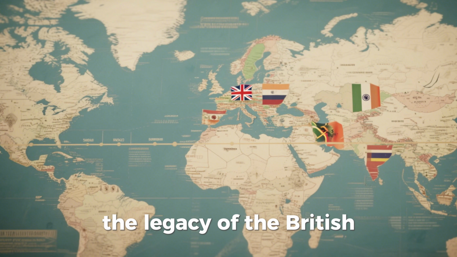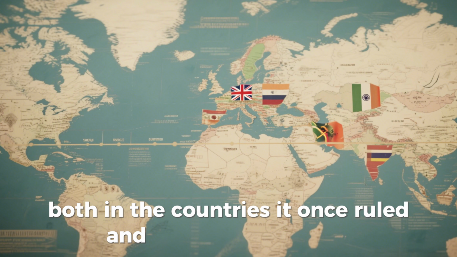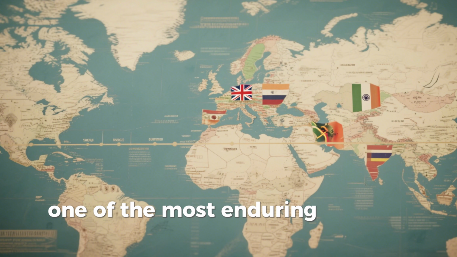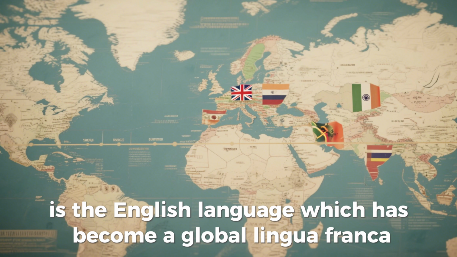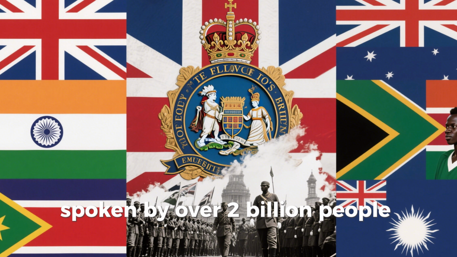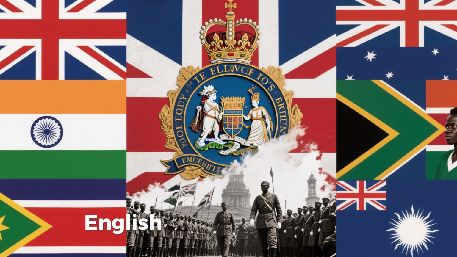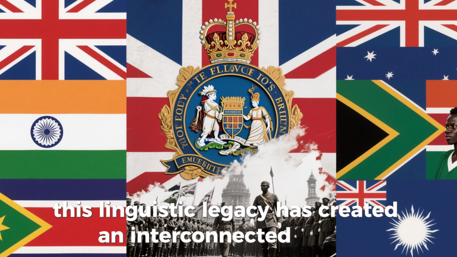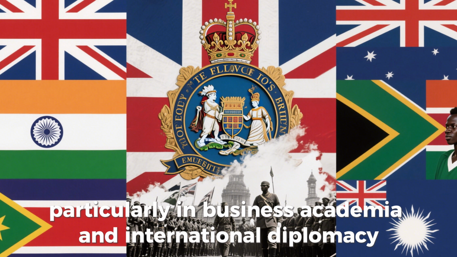The legacy of the British Empire is visible in many facets of modern life, both in the countries it once ruled and within Britain itself. One of the most enduring aspects of British imperialism is the English language, which has become a global lingua franca, spoken by over 2 billion people worldwide. From India to Canada, from Africa to the Caribbean, English remains the official, or widely spoken language in many former colonies, linking the world in a way that no other language has. This linguistic legacy has created an interconnected world, particularly in business, academia, and international diplomacy.